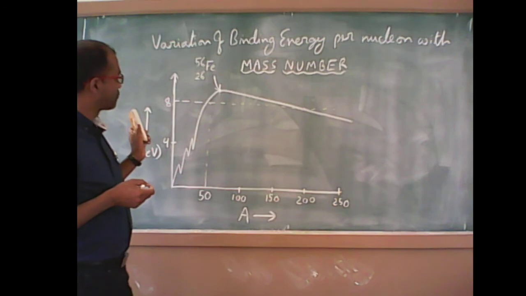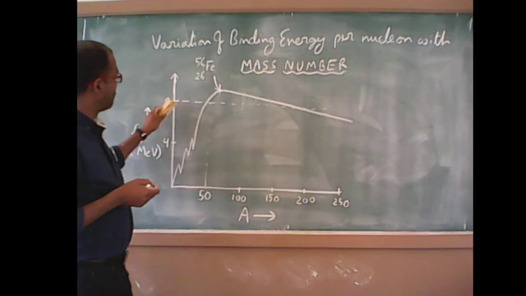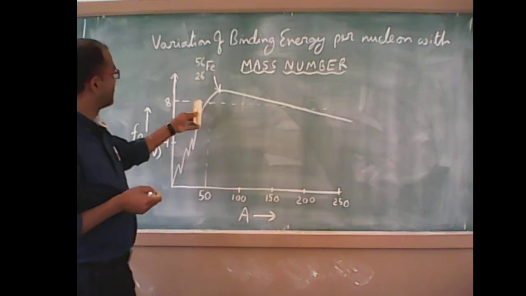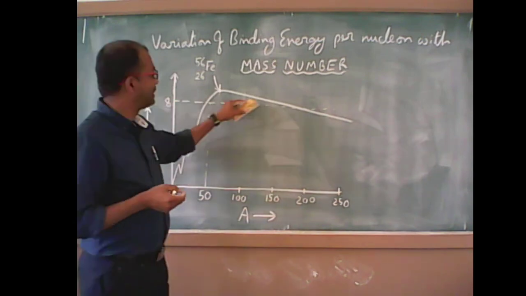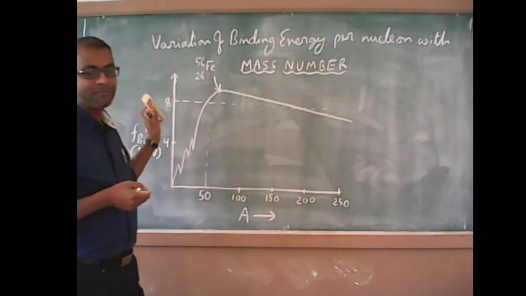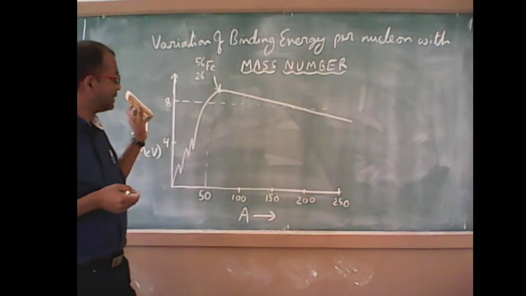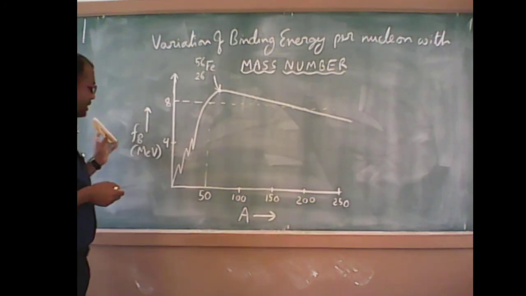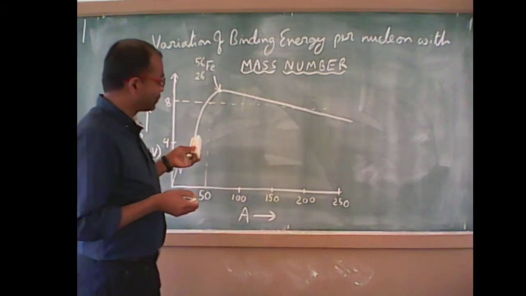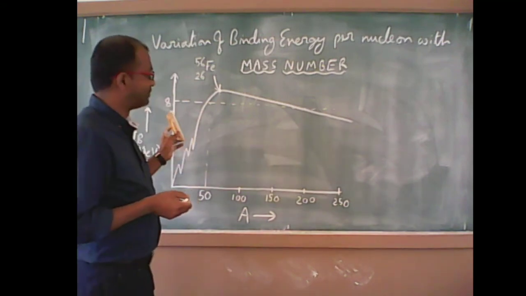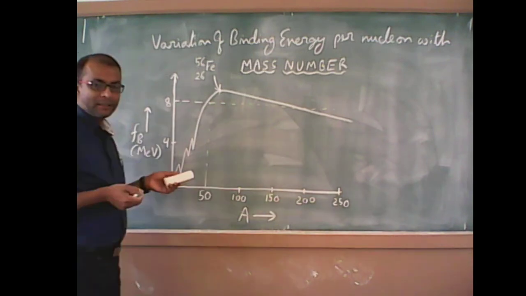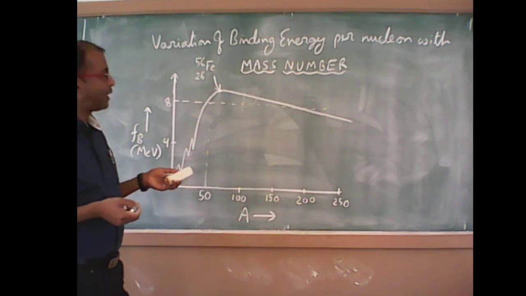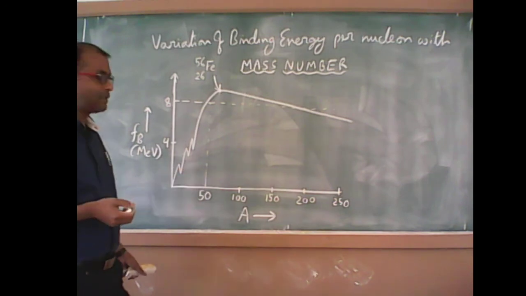Fourth, from mass number greater than around A equals 40, the binding energy per nucleon is almost constant. On average, you can say it's almost constant. This shows the saturation property of nuclear forces, as we talked about. Also, this curve can explain the energy released during fission and fusion processes. How can it explain that?